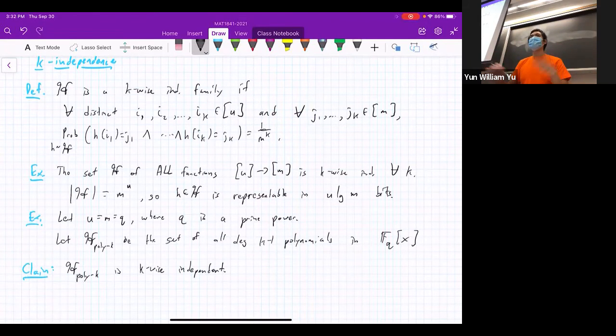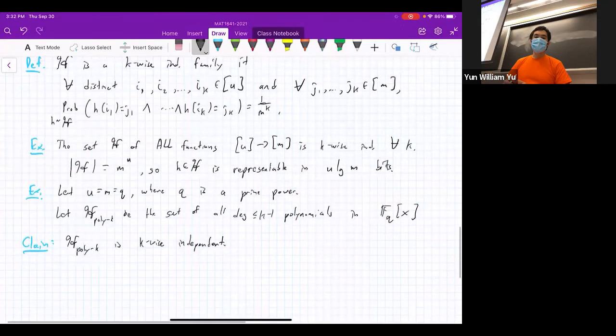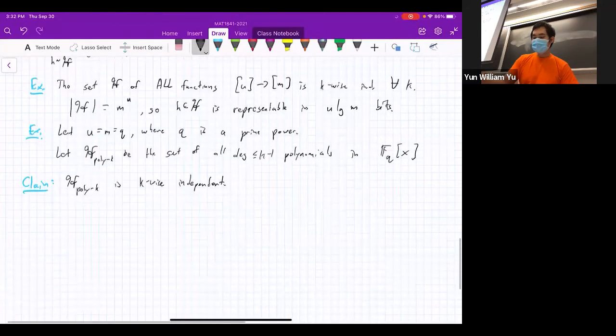There are obviously ones that, yeah, go ahead. Oh, I think it should be degree at most K minus 1. Yeah. Is that true? Wait, does that work out? K minus 1. Oh, well, we'll see pretty quickly if it works out or not. So that's our claim, and well, let's prove it.